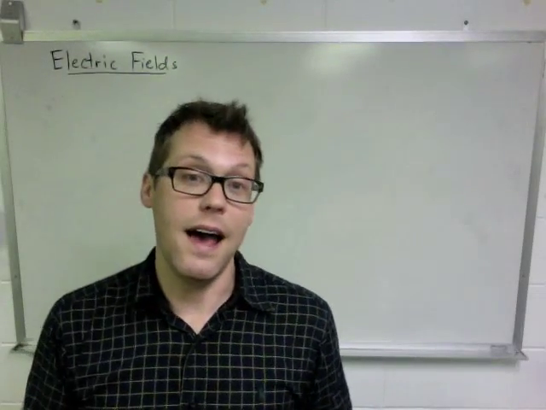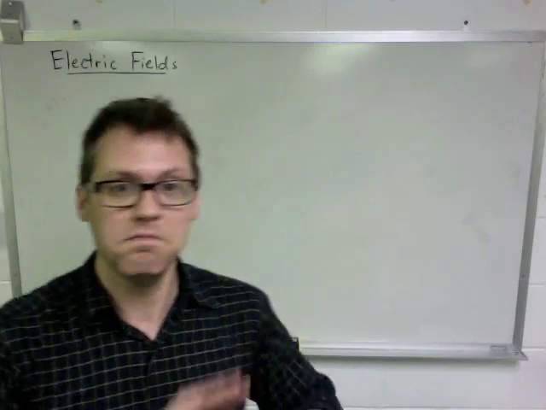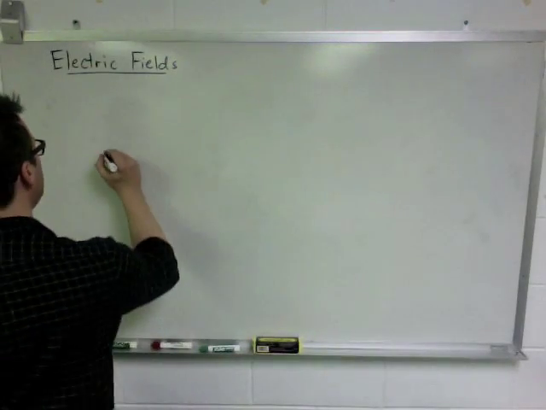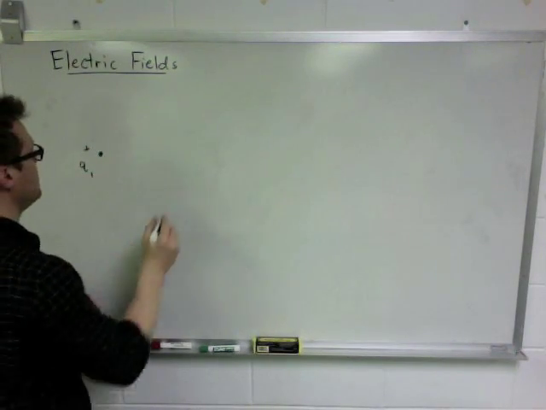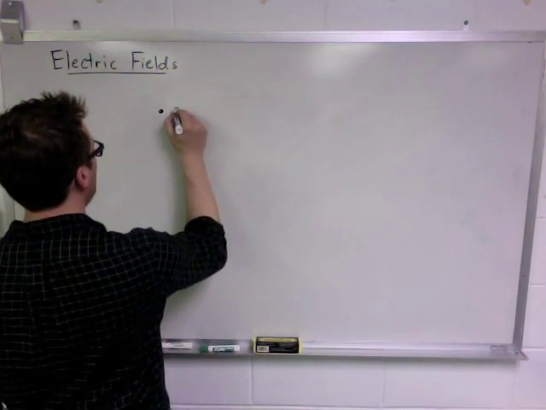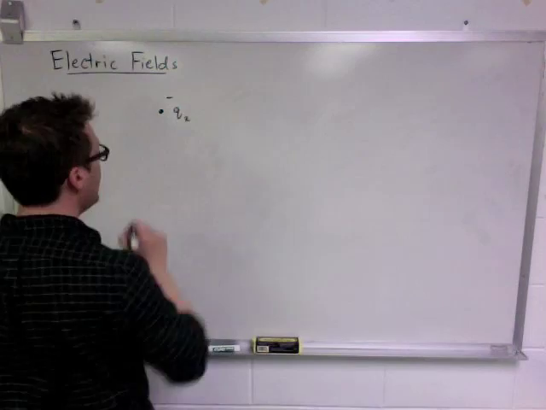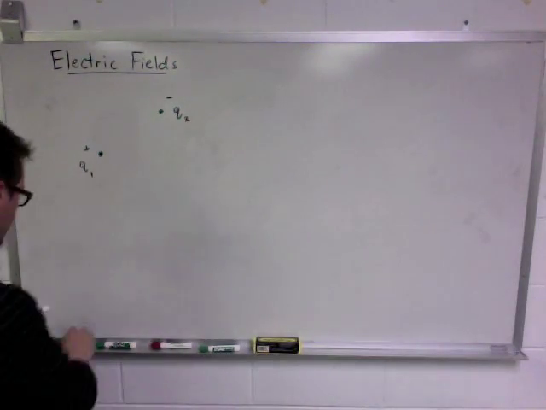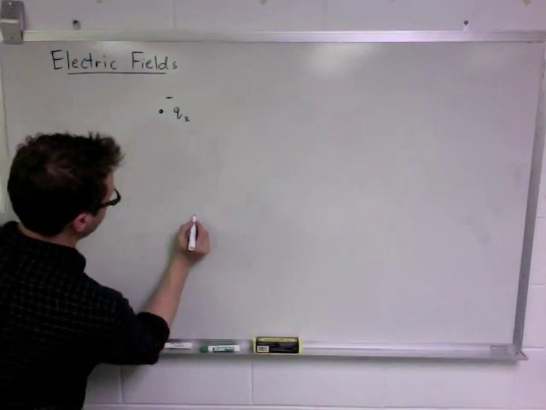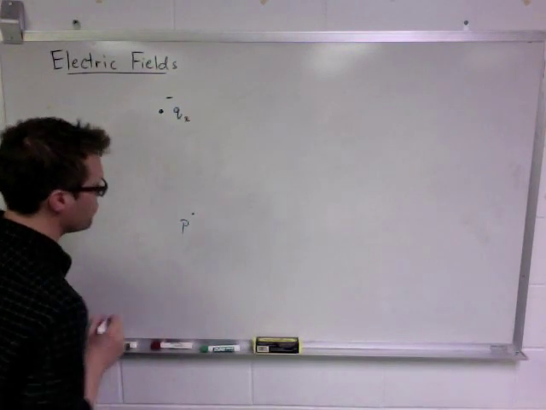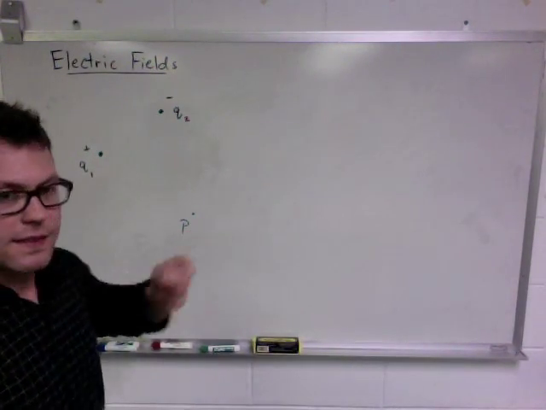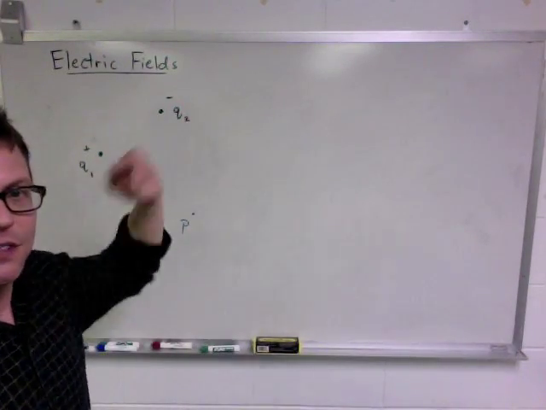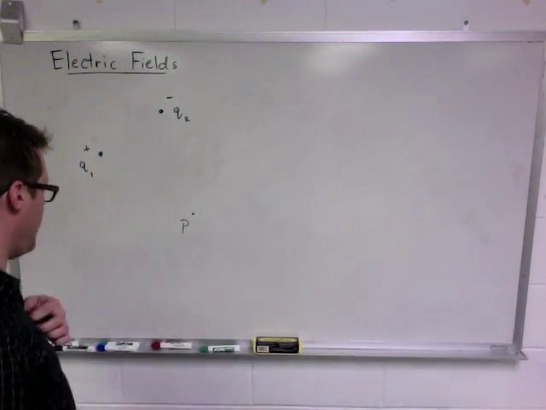What if I have more than one source charge? No problem. If I say have one charge here, call it Q1, and let's say it's positive. Let's say I have another charge here, Q2, and let's say it's negative. And I'm interested in a point over here. This is my point of interest. I can ask, what is the electric field set up by these two point charges at point P?